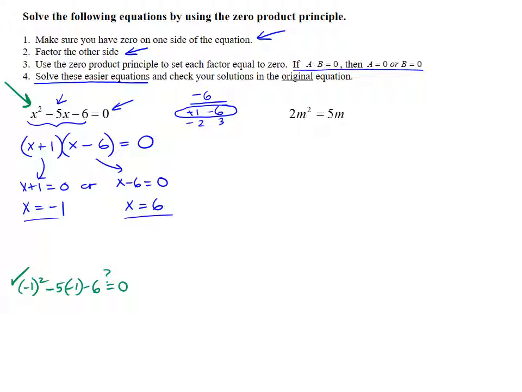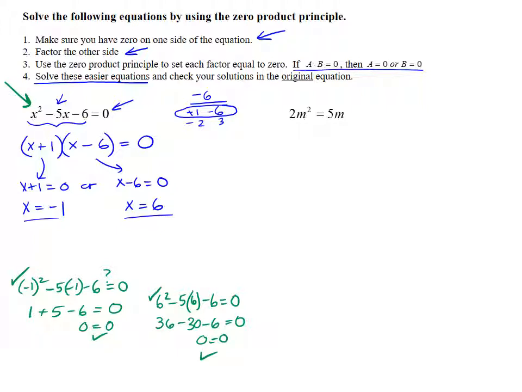So negative 1 squared is positive 1. Negative 5 times negative 1 is positive 5 minus 6. 1 plus 5 is 6, minus 6 is 0. So that one checks. The second one, put a 6 in. 6 squared minus 5 times 6 minus 6, is that equal to 0? Multiply out, 36 minus 30 minus 6. Looking good here, 36 minus 30 is 6, 6 minus 6 is 0. There we have a true statement. So both of these solutions worked.